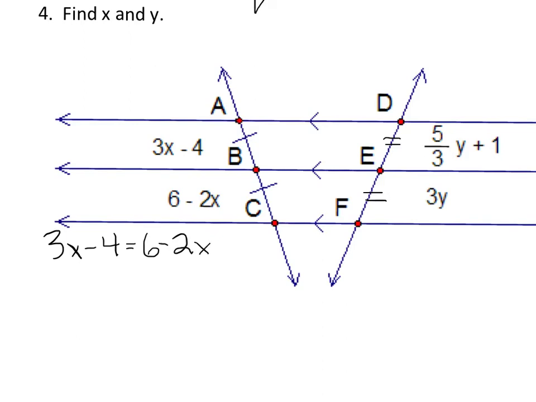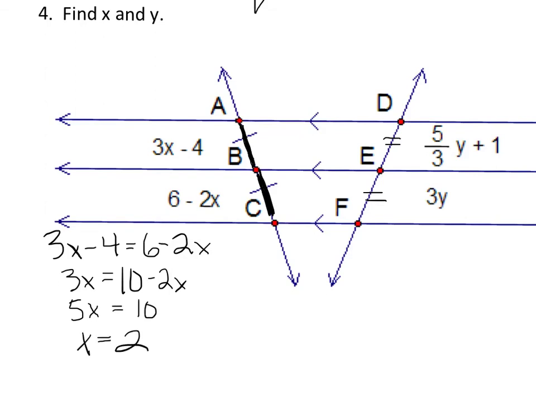So since I know that those two pieces are the same length, and this 3x minus 4, it's saying that this piece, that's how long it is, and then that's how long this piece is. And since I know they're the same, I solve. So I add 4 to both sides, add 2x, divide by 5, x equals 2. And then I do the same thing over here. Set them equal, because I know that they're the same length. So once again, I'm looking at this piece, and I know it's the same length as this piece. So I can set those equal to each other.